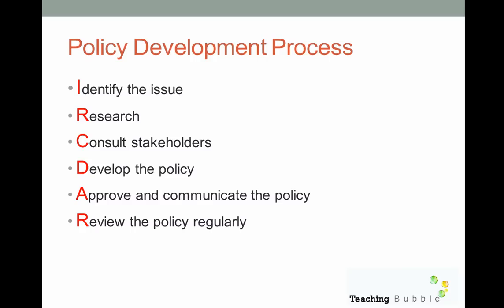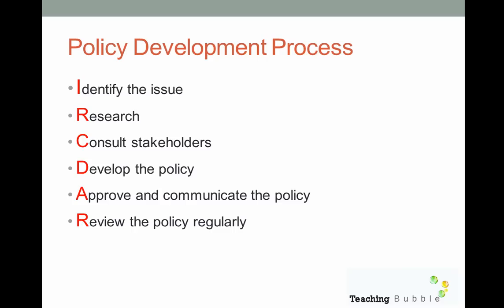So here we go. First of all, they need to identify the issue. What is the actual problem that the policy is going to try and overcome? Conduct some research, both internally and externally. You might look at other organisations that have a similar policy, or that have a particular issue that you have, and how they have overcome that. You then need to consult the stakeholders. Who is this policy actually going to affect? The people that have a vested interest in that policy, you need to consult with them and see what they think. Then the policy is developed.